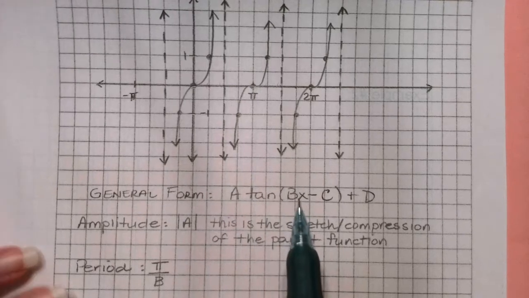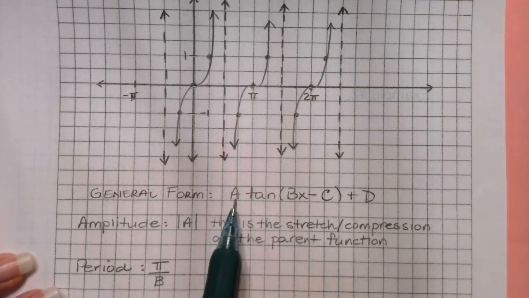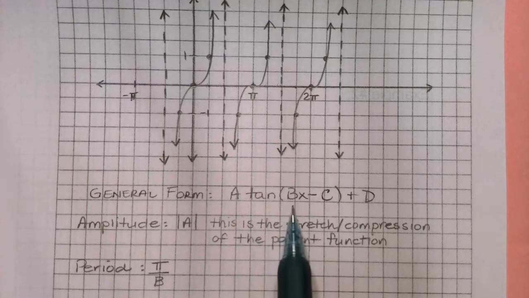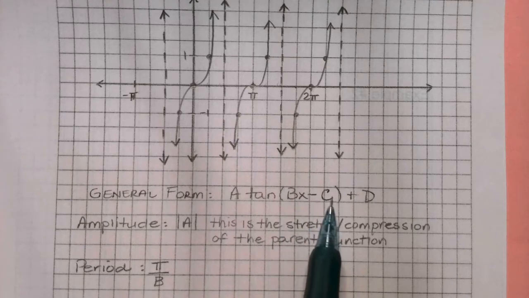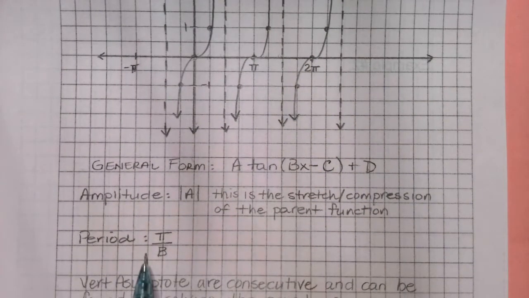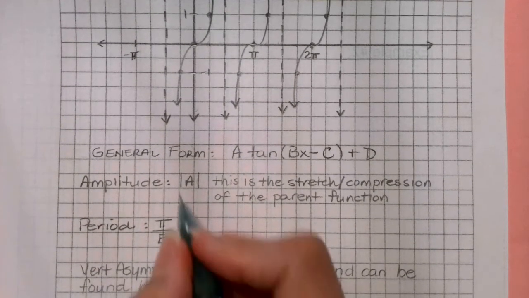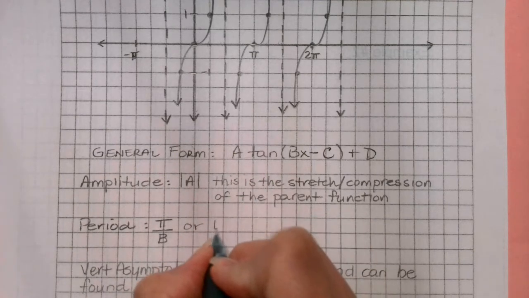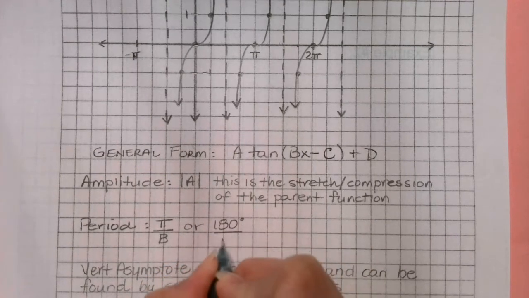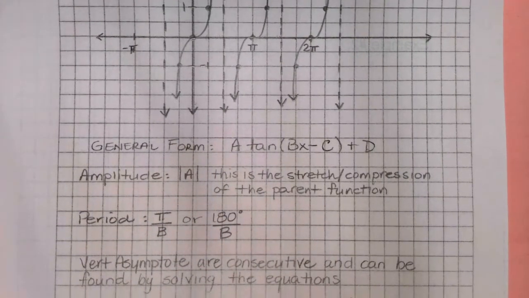Notice the general form mimics those of the sine and cosine. We're still having the amplitude value being found as a coefficient of your trig function. You're still going to use your coefficient of x to calculate your period. Bx minus c is still used to calculate how your graph moves horizontally, and d is still your vertical movement. But notice the difference. For period, we're no longer using 2 pi over b. We're using pi divided by b. Or if we're using degrees, it's going to be 180 degrees over b. So that's the major change that's happening.